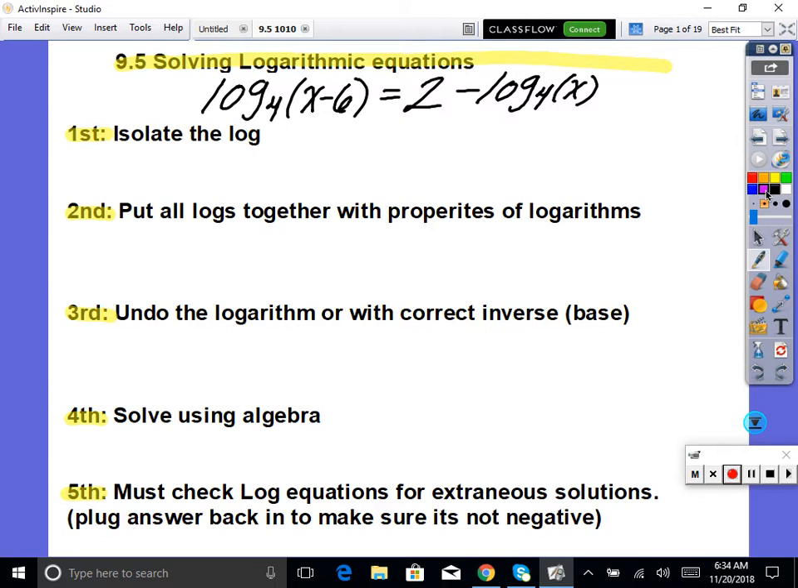And then we know if we're solving a logarithmic equation, when we plug it in, we can't have a negative inside or a 0 inside a logarithm. So we just got to check for extraneous solutions.